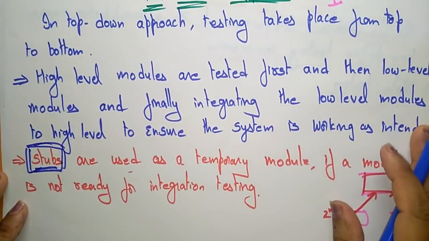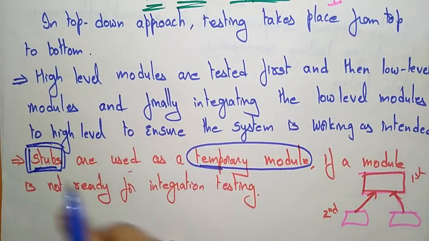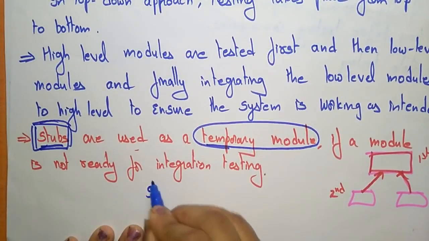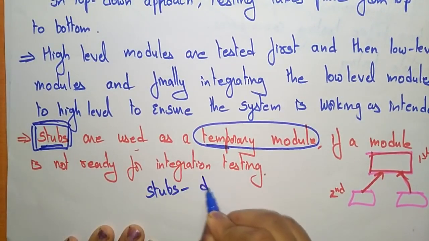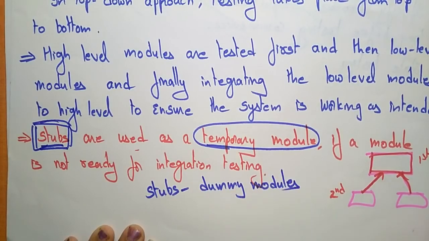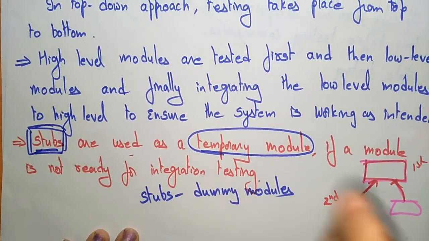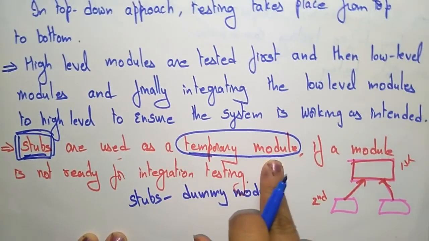So what is a stub? A stub is nothing but a temporary module. The one thing you have to note is that stubs are dummy modules. It's just a dummy module. It doesn't have anything, okay? Only for the sake of reference you are keeping the dummy modules. So stubs are used as temporary modules.